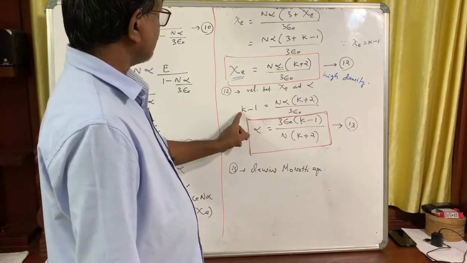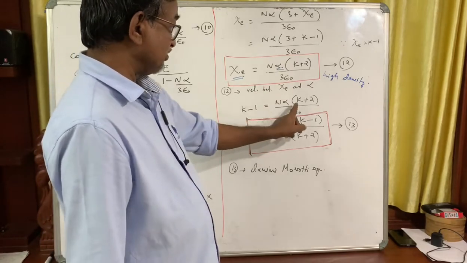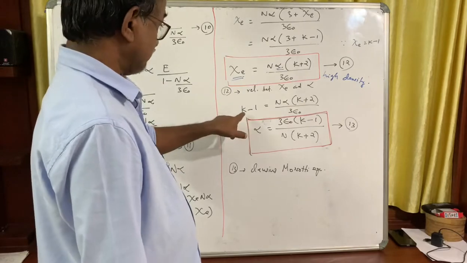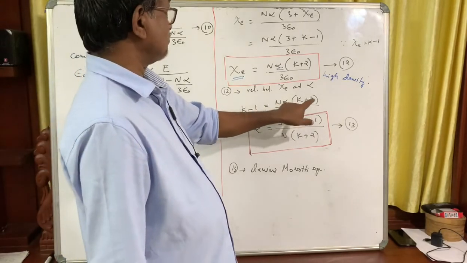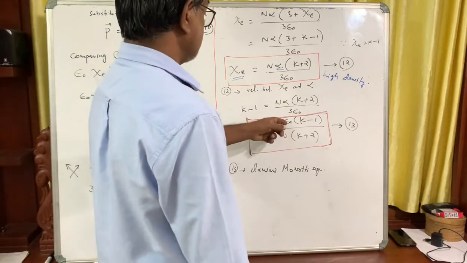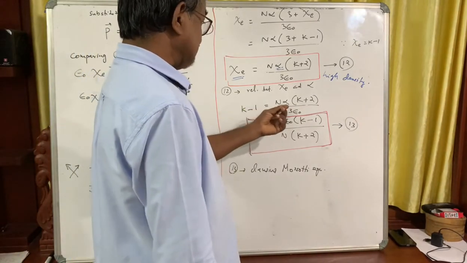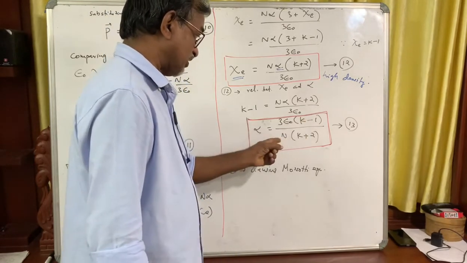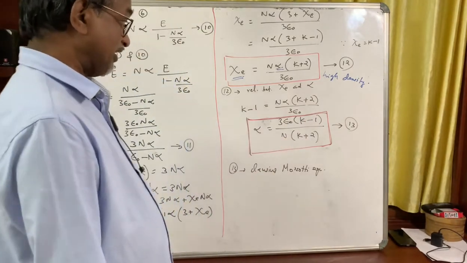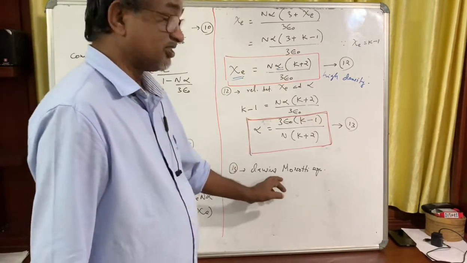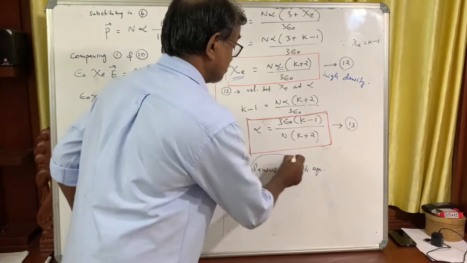From this, we can also write k minus 1 equal to N alpha into (k plus 2) divided by 3 epsilon 0. And from this, alpha can be determined as alpha equal to 3 epsilon 0 (k minus 1) divided by N into (k plus 2). And this equation is known as the Clausius-Mossotti equation.